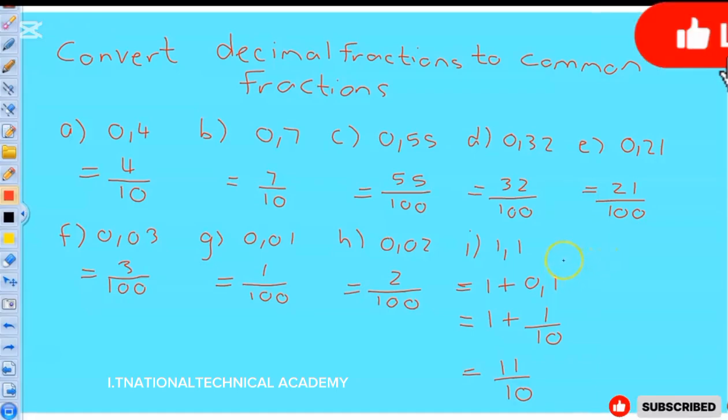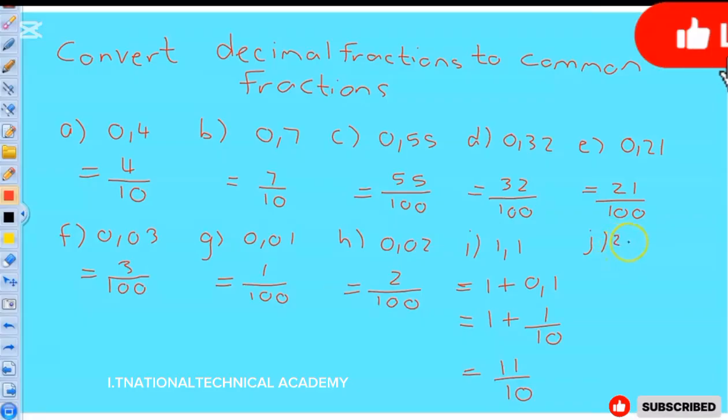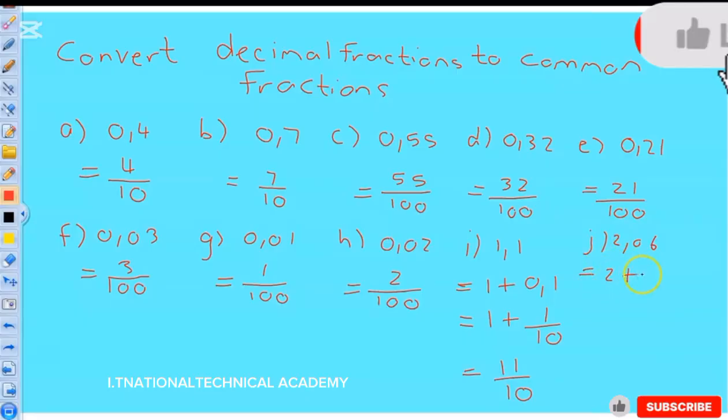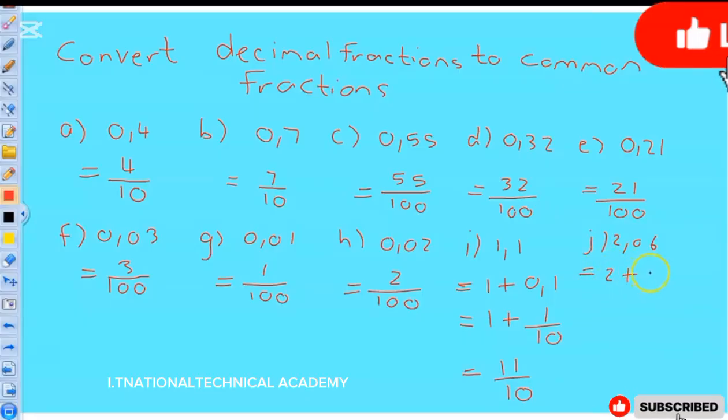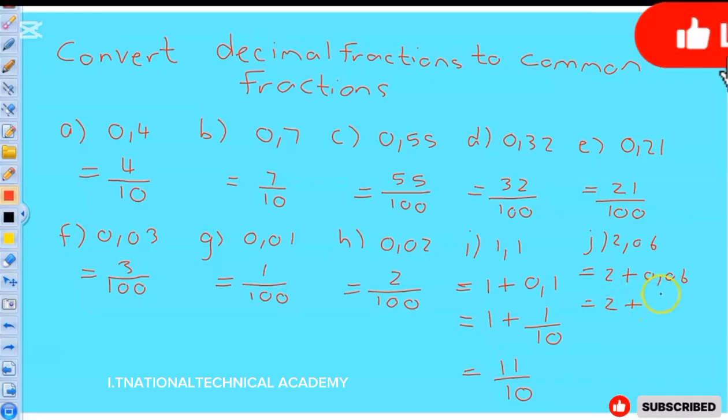Then we have J, and that is 2,06. That can be written as 2 plus 0,06. That can be written as 2 plus 6 over 100.